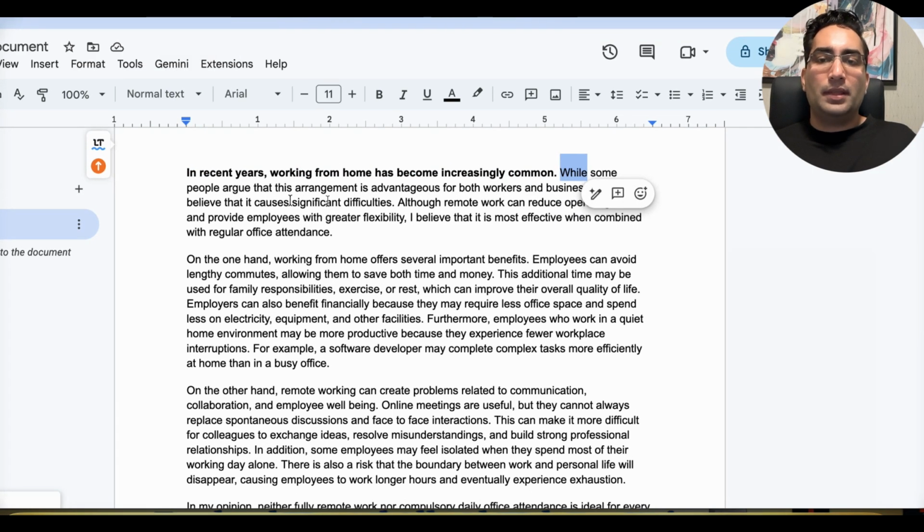While some people argue that this arrangement, what I like about this is you're starting with while, which is a complex sentence. So while da-da-da and then da-da-da. There are always 2 clauses, and that is a good way to give a complex sentence at the start. While some people argue that this arrangement is advantageous for both workers and businesses, others believe it causes significant difficulties.